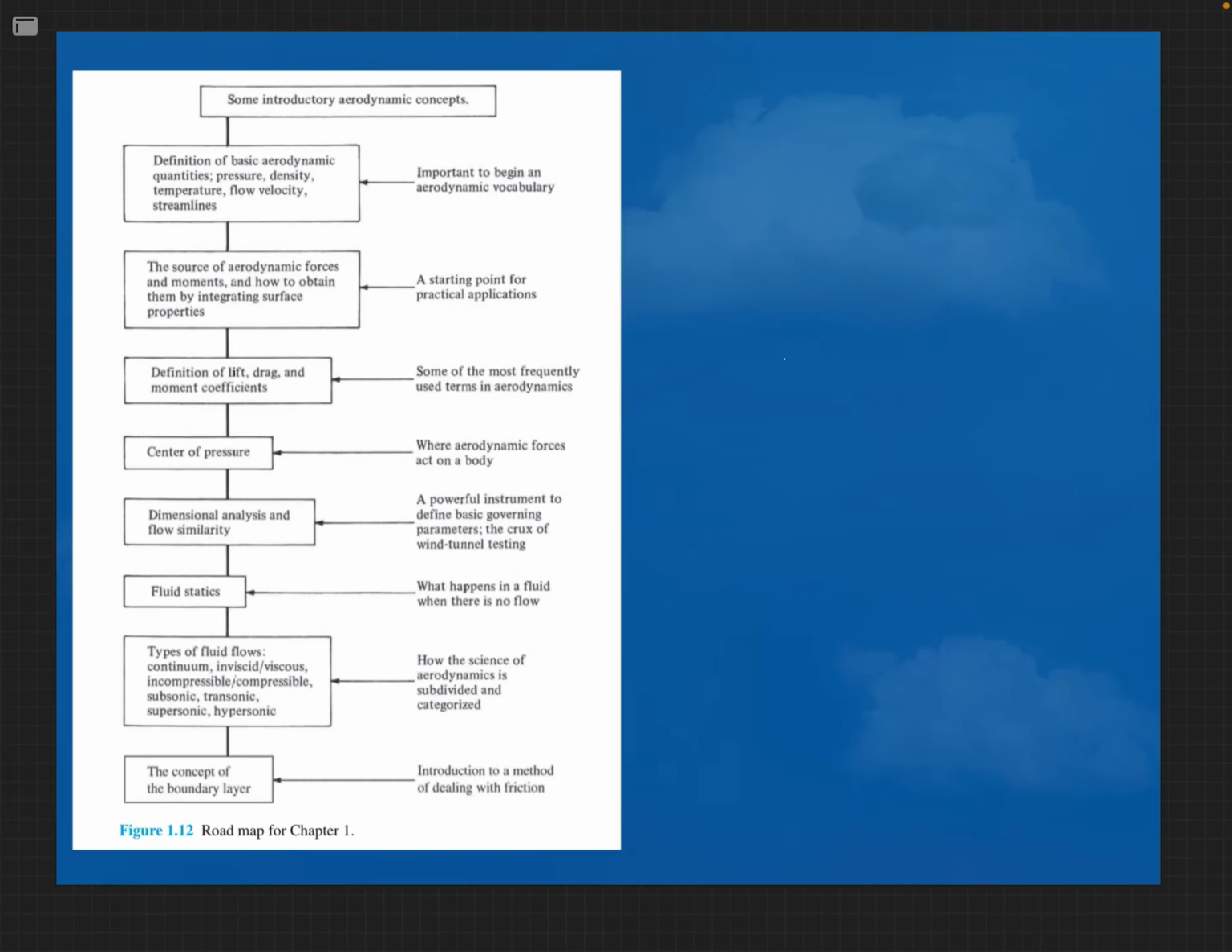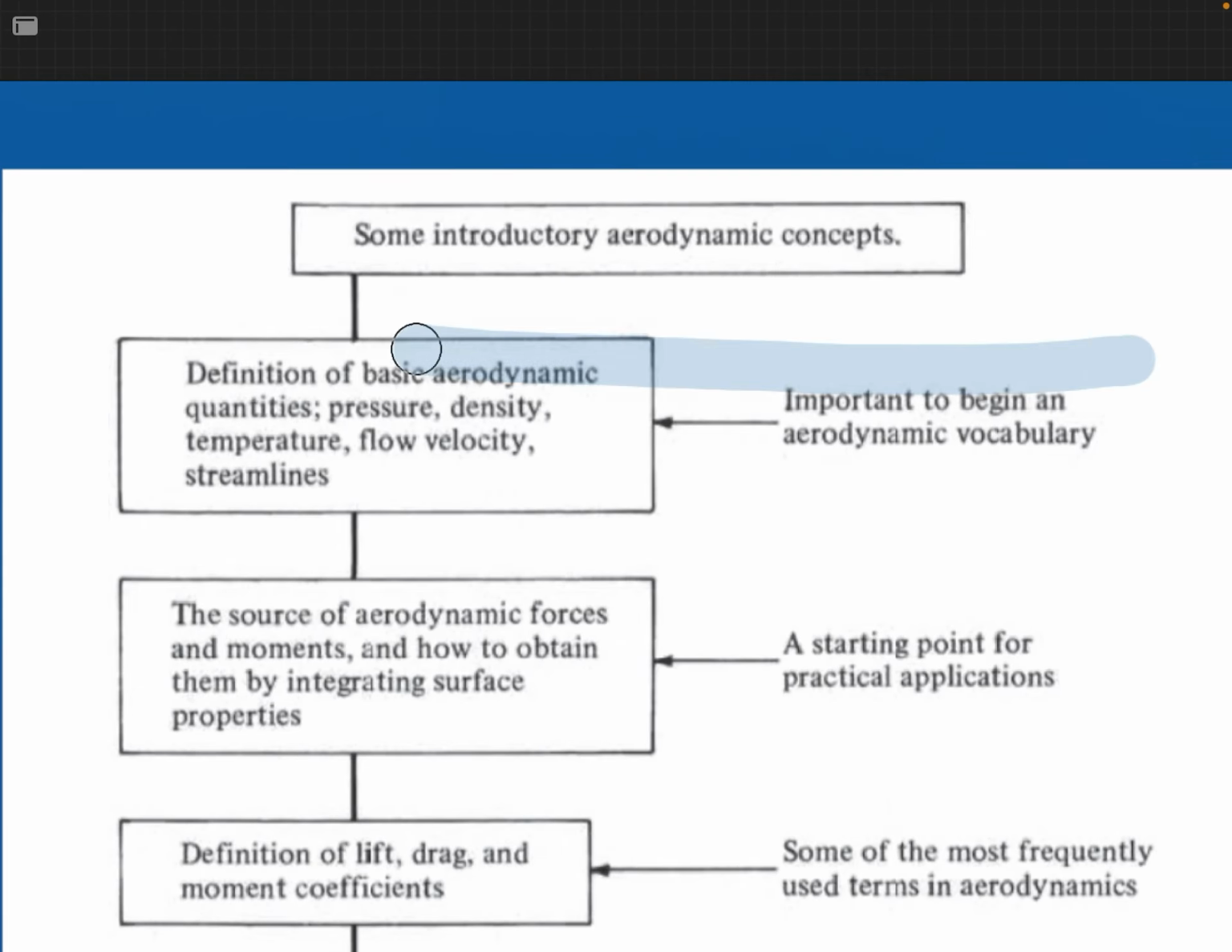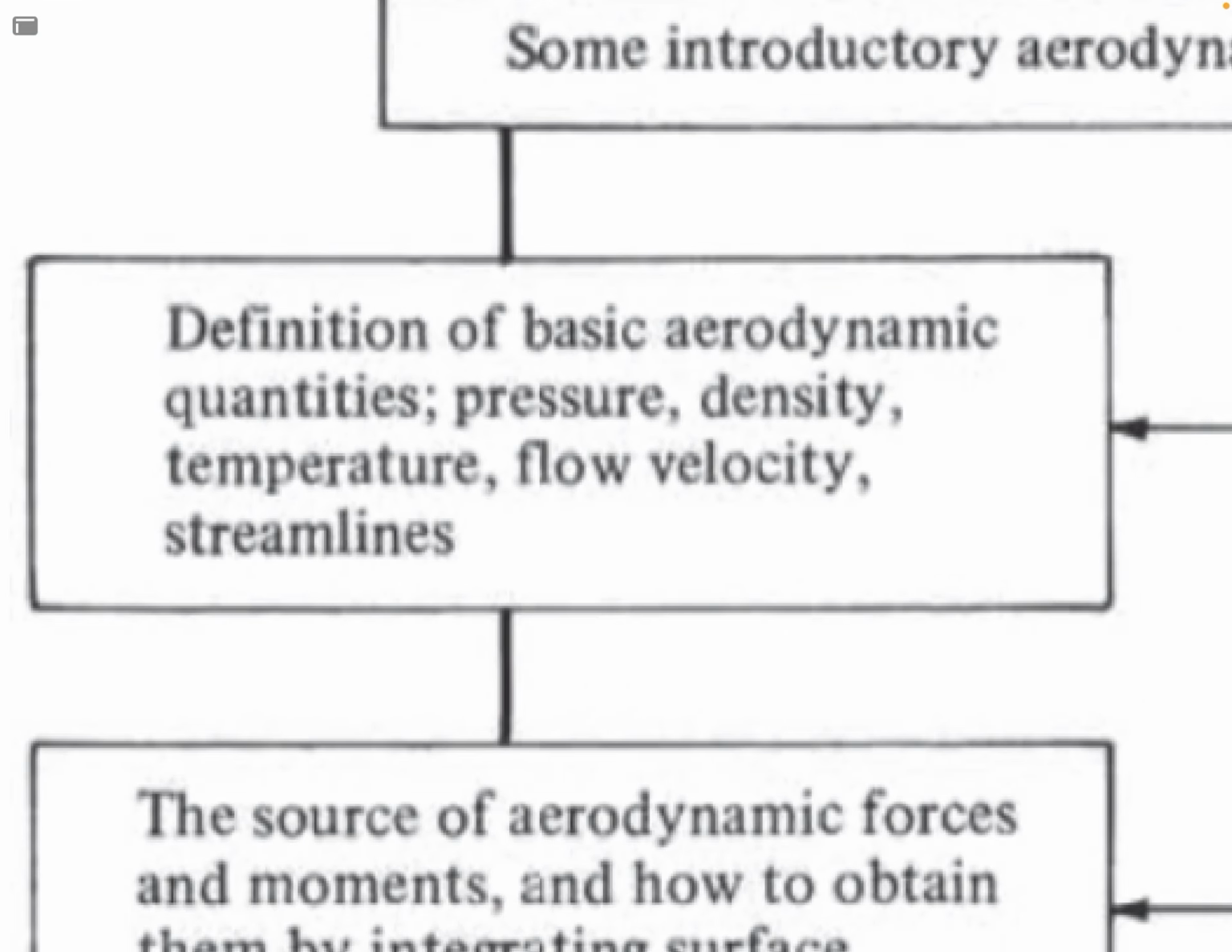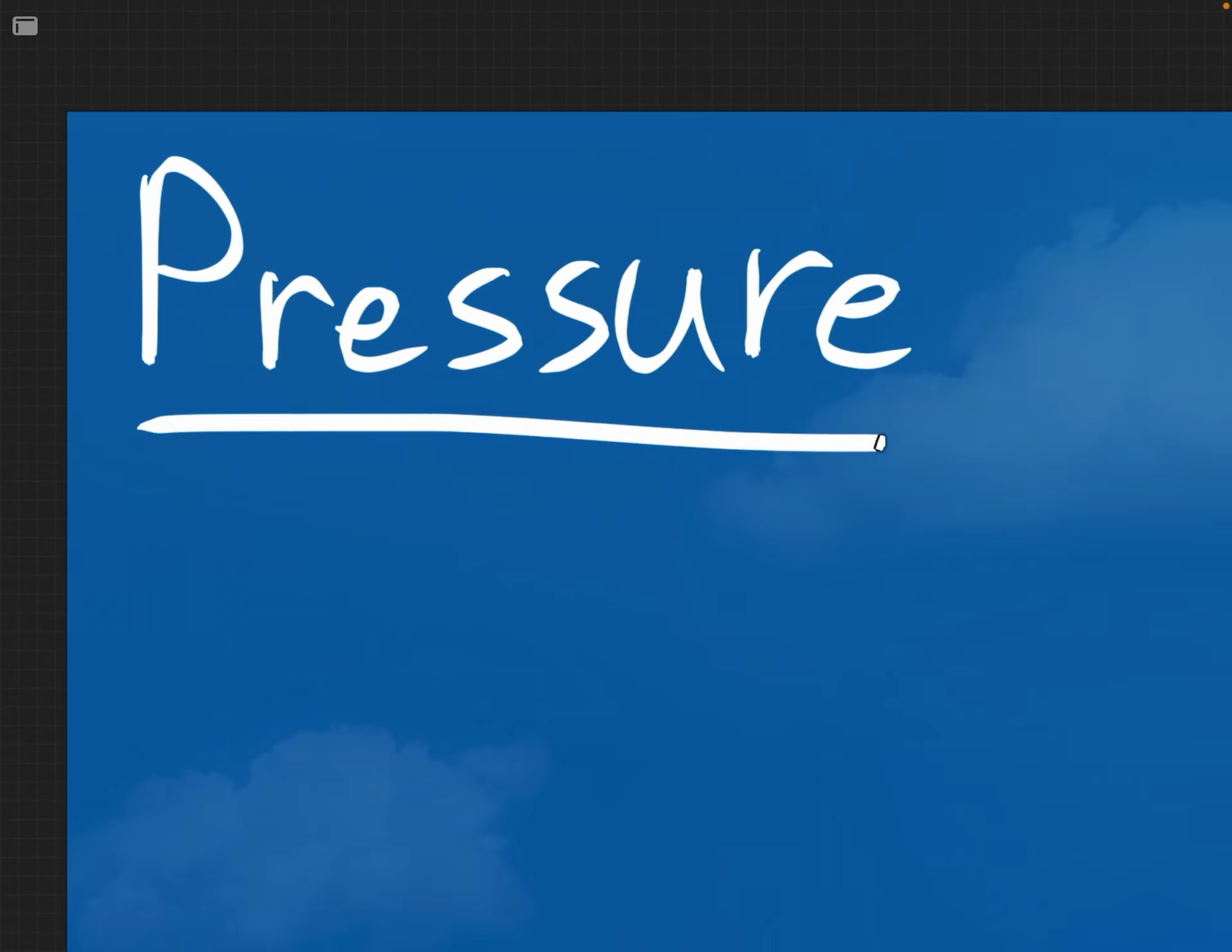To begin this playlist, we're going to be looking at some basic definitions that are needed for aerodynamics. Specifically in this video, we're going to be looking at pressure. So pressure is simply another unit of measurement that we use in physics.